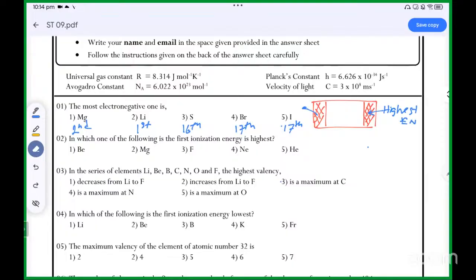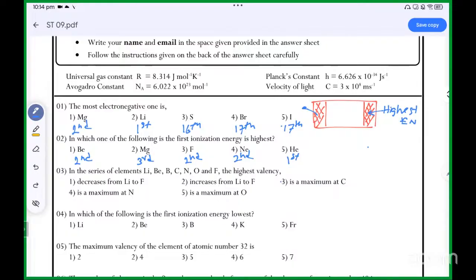If it is in the 18th group, that should be the highest, right? Because it is closer to the nucleus and it has only one shell. So if it has only one shell and is closer to the nucleus, removing one electron requires a high amount of energy, right? So if you check the elements given here, this is in the second period, this is in the third period, this is in the second period, this is second, and this is first.